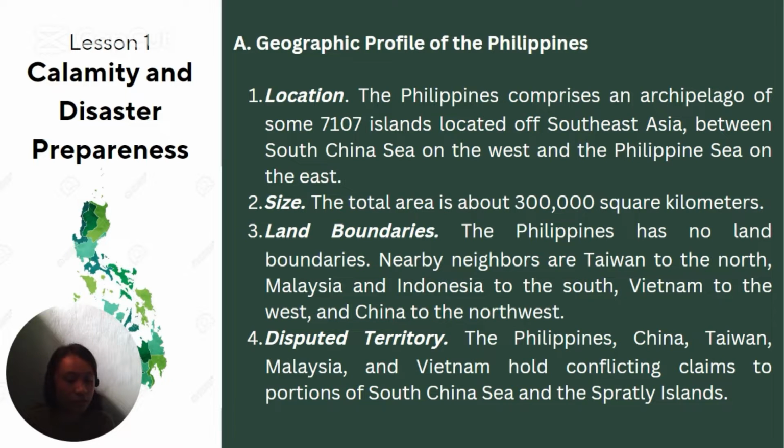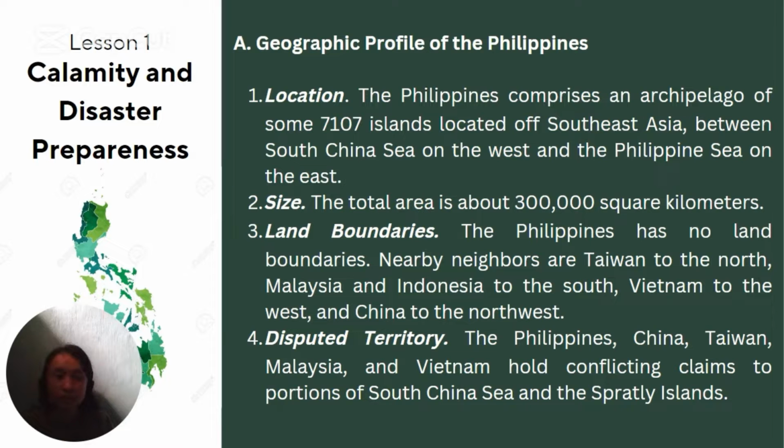The Philippines is made up of 298,000 square kilometers of land and then 2,000 square kilometers of water. So if we add those two up, we get a total of 300,000 square kilometers. So number 3 is land boundaries.